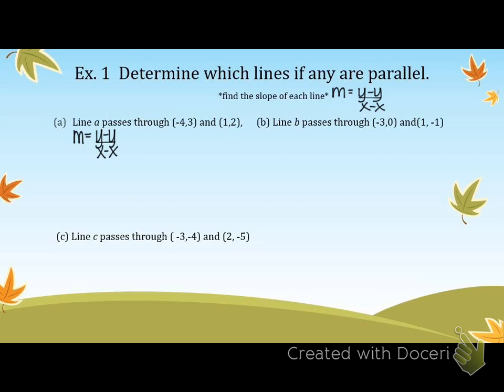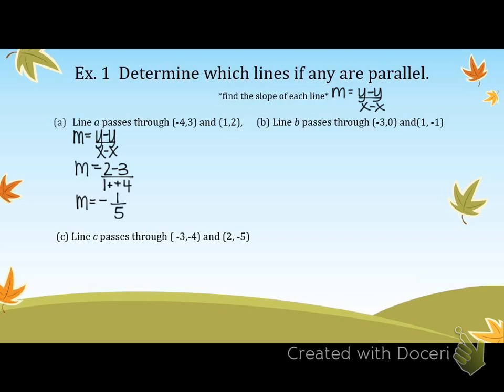So Haley, tell me what you guys did back there for y minus y. 2 minus 3. All right, so 2 minus 3, which means for x minus x, you did what? 1 minus negative 4. And what did you have to do right off the bat? Change the double negative. The double negative became a positive. So what was 2 minus 3? Negative 1. And what was 1 plus 4? 5.